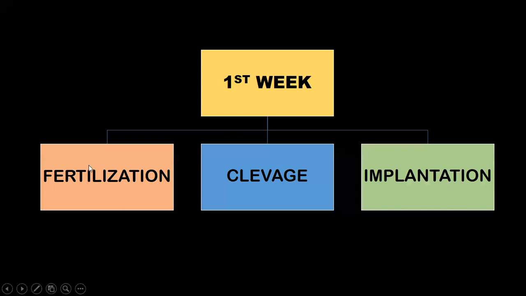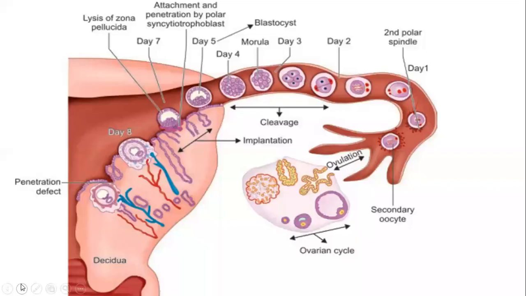Moving forward, in the first week we are going to study fertilization, cleavage, and implantation. In fertilization, we will see just a superficial part, as we already know it, so I'm not going to elaborate much on this. We see cleavage on a broad basis. We also see implantation. Remember one thing: in the first week there is the beginning of implantation, and in the second week of development there is the end of implantation. So both the first and second weeks are concerned with the implantation process.